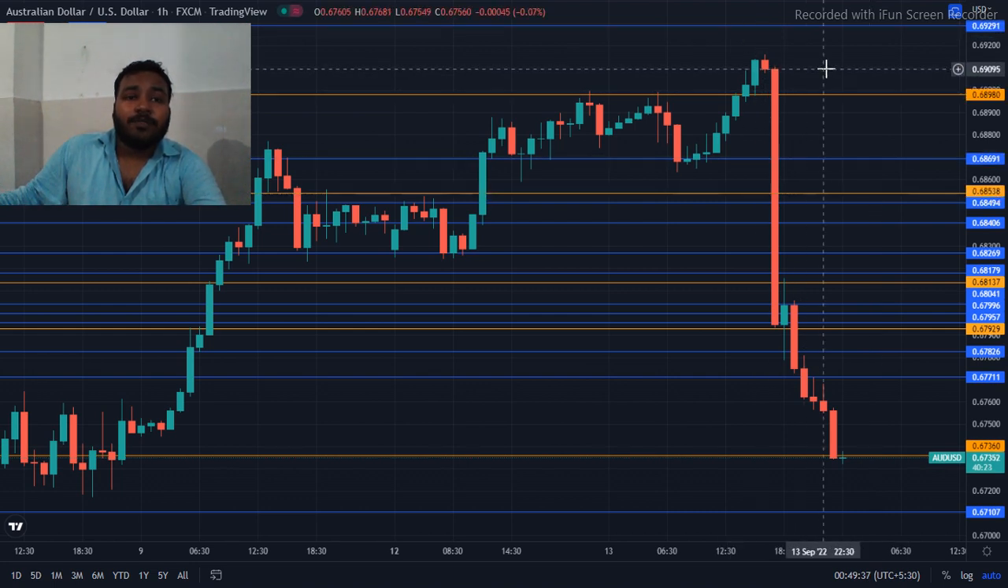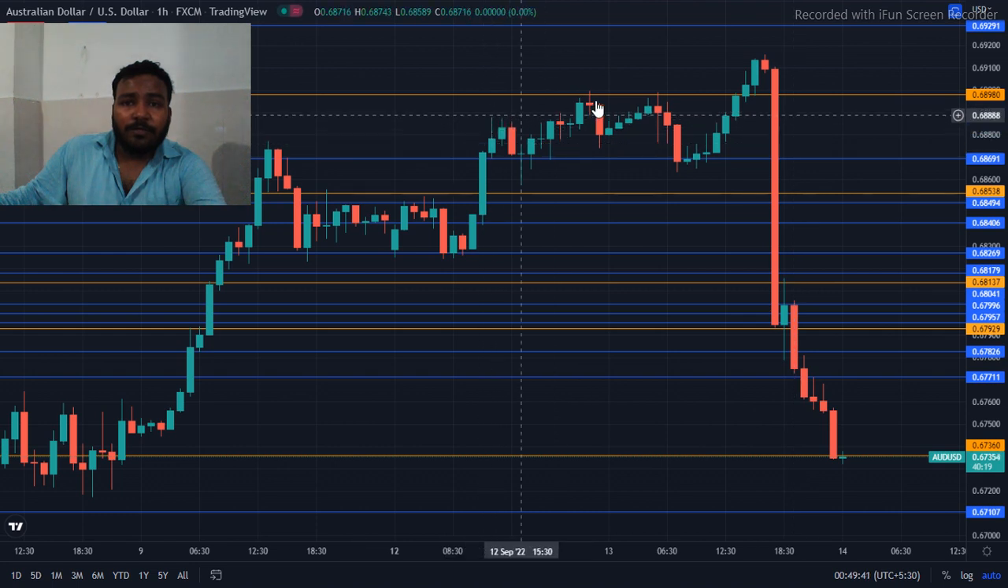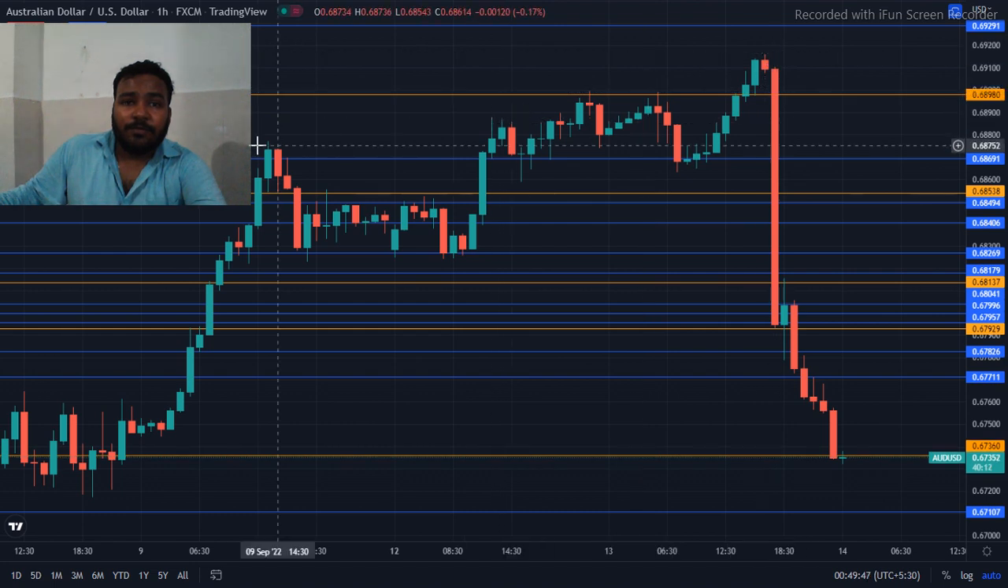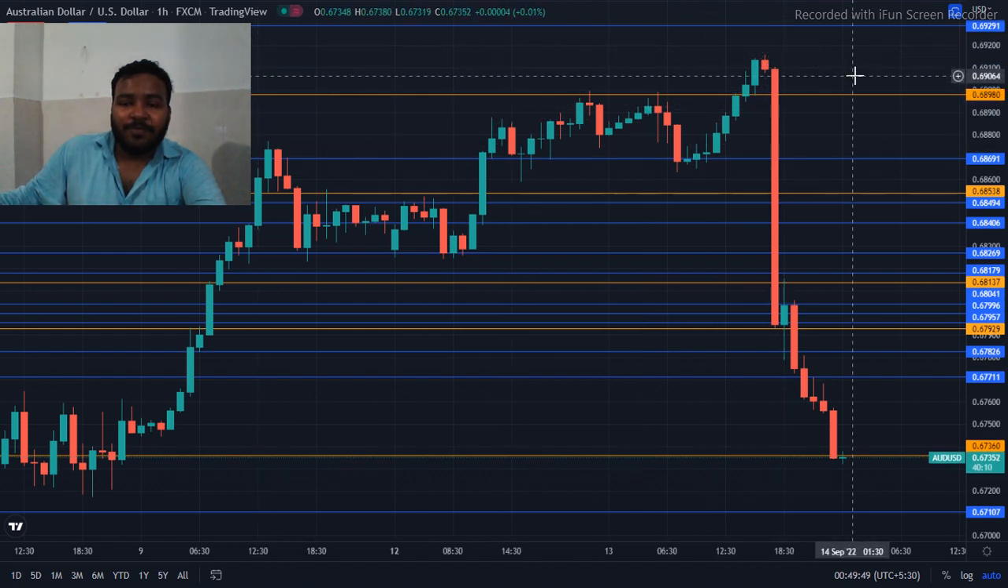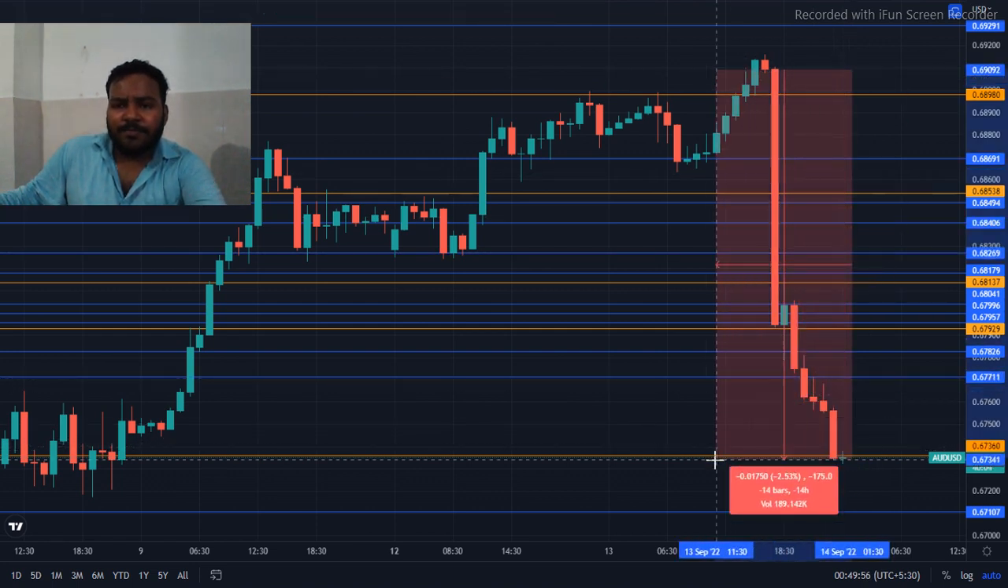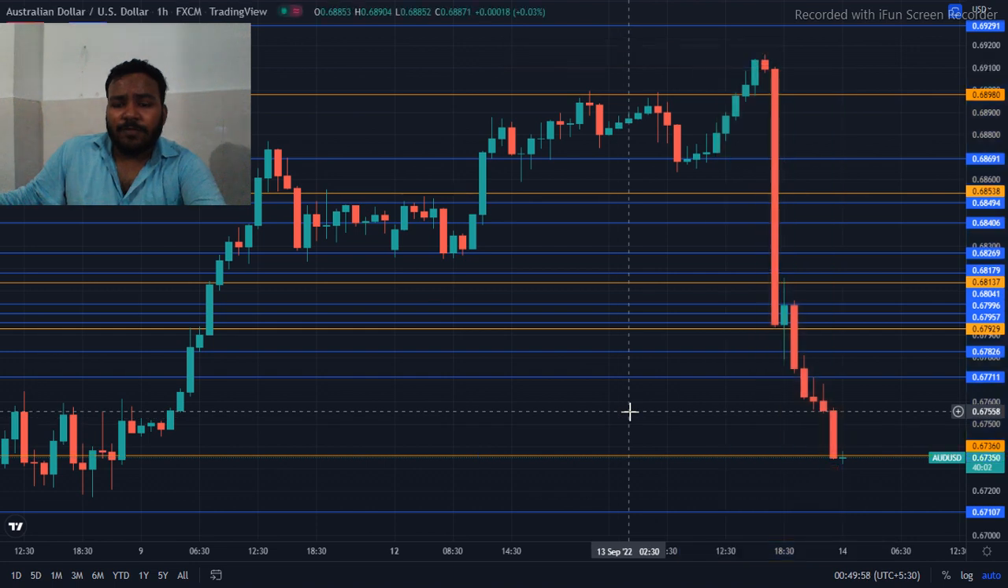See, AUD USD. Okay, do you see any pattern here? I see it. 1, 2, 3. I see it. Triple top formation. Okay, gave a good fall. We got a confirmation at 6 o'clock. Shorted it. See, 2.5%. A very good trade.